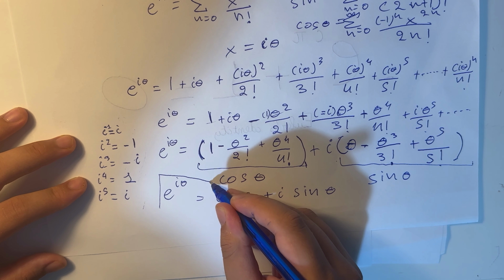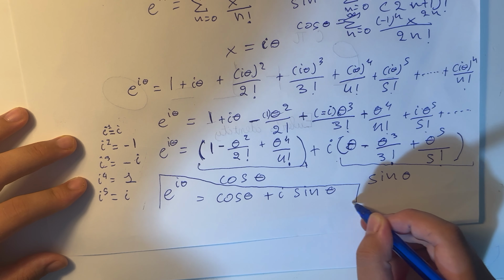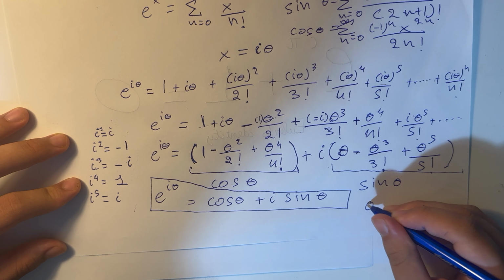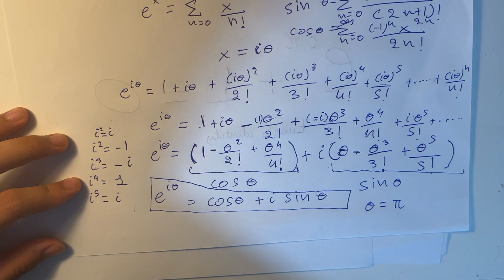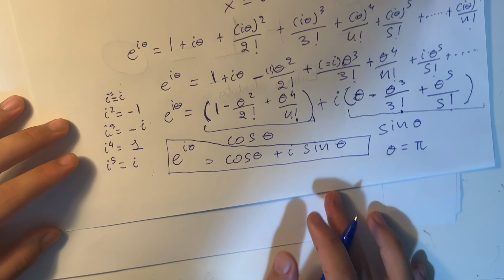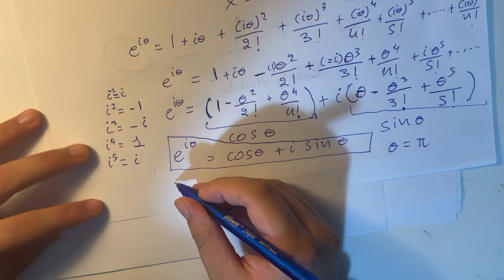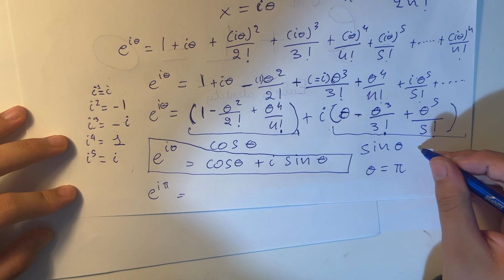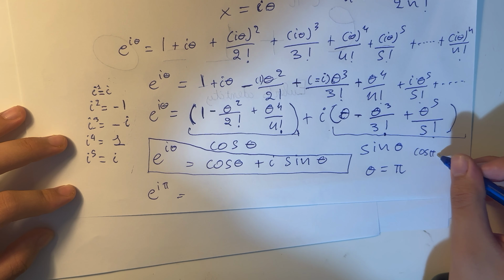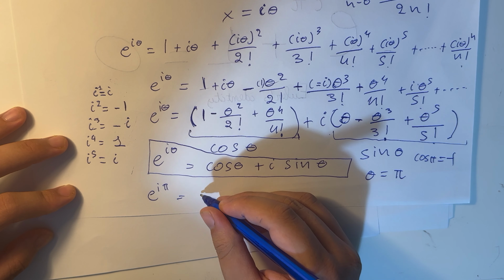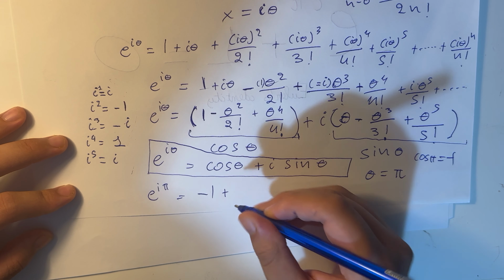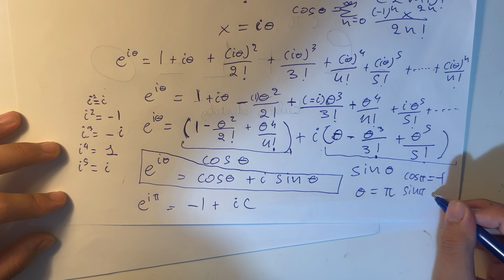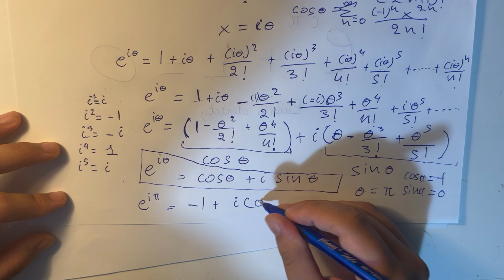So this is the general form we get for Euler's identity. And where do you get pi? Well, let's just say that theta equals pi. So let's go ahead and plug in pi to this equation here. And we're going to get e to the i pi is equal to, well, what's cosine of pi? Cosine of pi is negative 1. So we have negative 1 plus i times sine of pi, which is just 0, times 0.